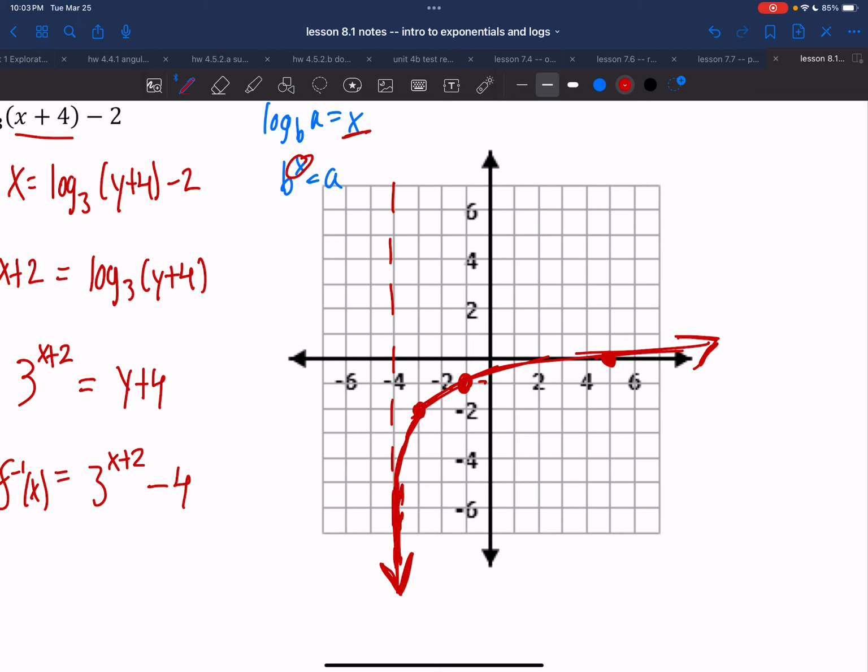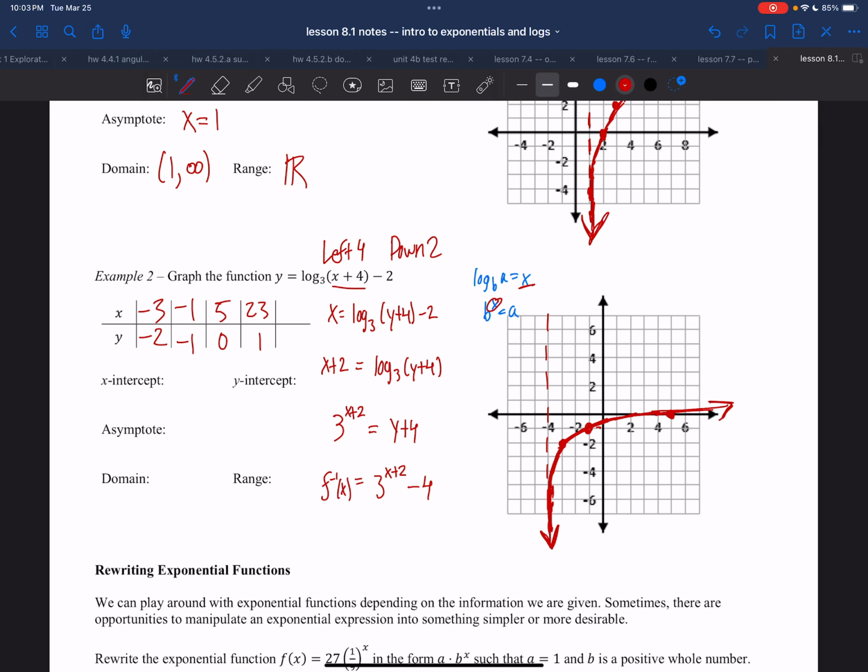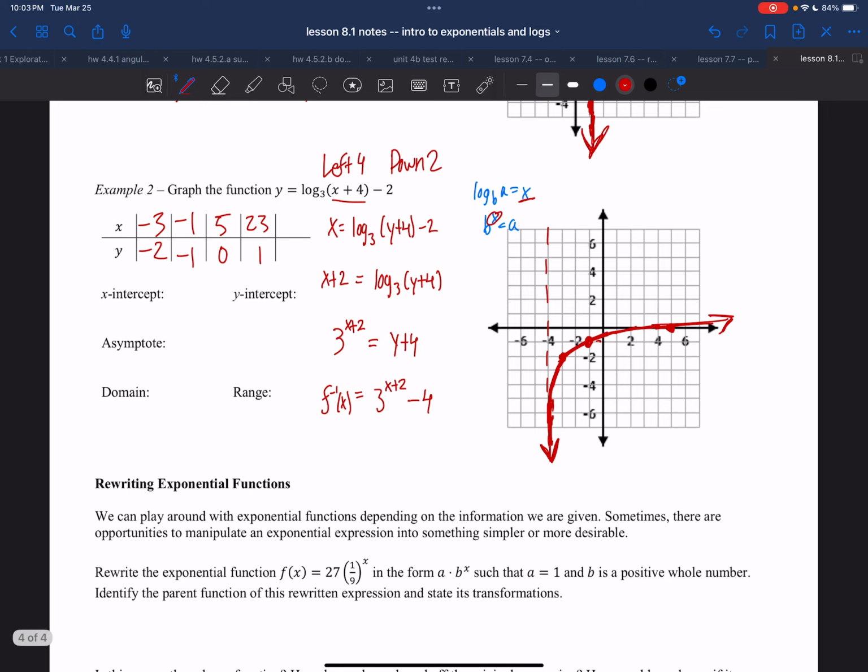Like so. Ta-da! And thus I have my beautiful, beautiful logarithmic function. As far as x-intercept goes, that's (5, 0). The y-intercept happens right there, which happens when x is 0. So the thing about the y-intercept is it's log base 3 of 0 plus 4, minus 2.